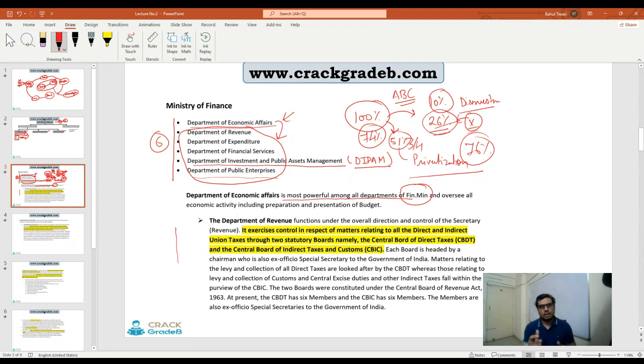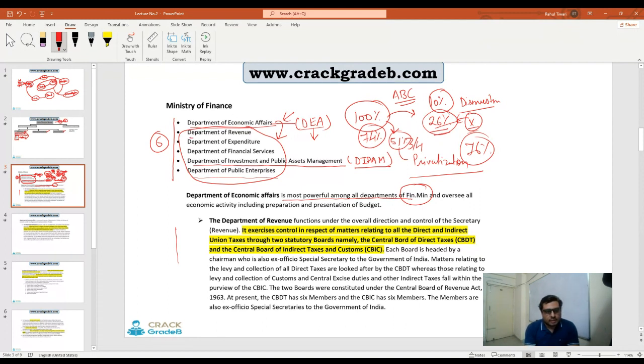So whenever you are reading the newspaper, you can keep this in your mind. In short it is known as DEA, right? It's very important. Its role is to supervise all of the departments, and it is also responsible for the preparation and implementation of the Union Budget, right?